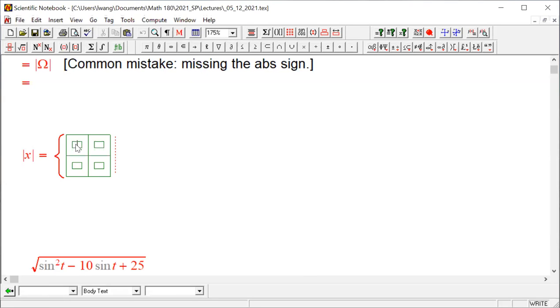You know what I'm doing, right? The absolute value of a non-negative number is the same as the number. The absolute value of a negative number is its opposite.